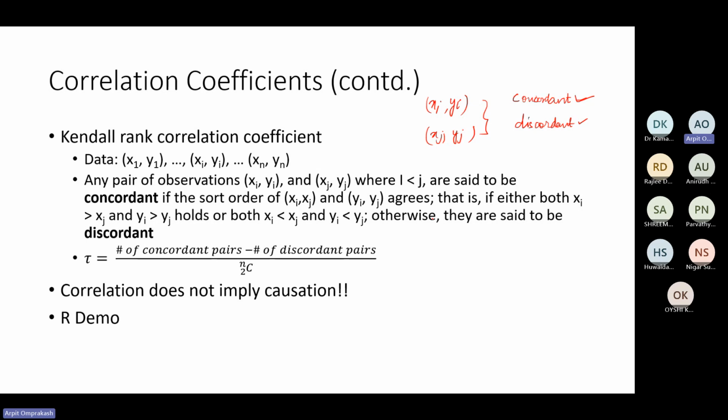And then what happens? This tau is basically Kendall's rank correlation coefficient. It is calculated as the number of concordant pairs minus the number of discordant pairs divided by n choose 2. Since we are choosing two values each time from the whole set of n data points, this is the total number of pairs that you can get.